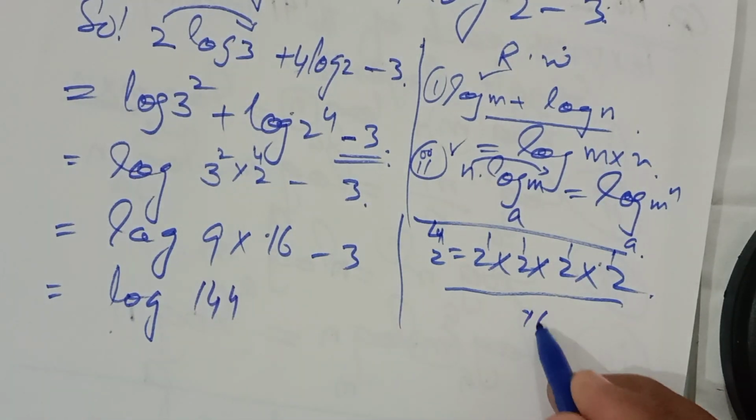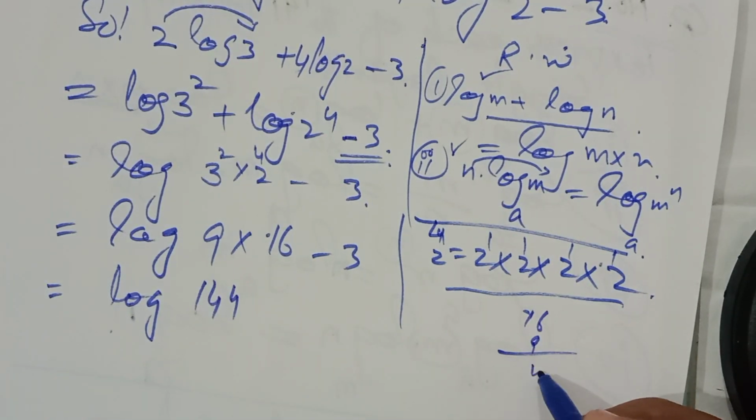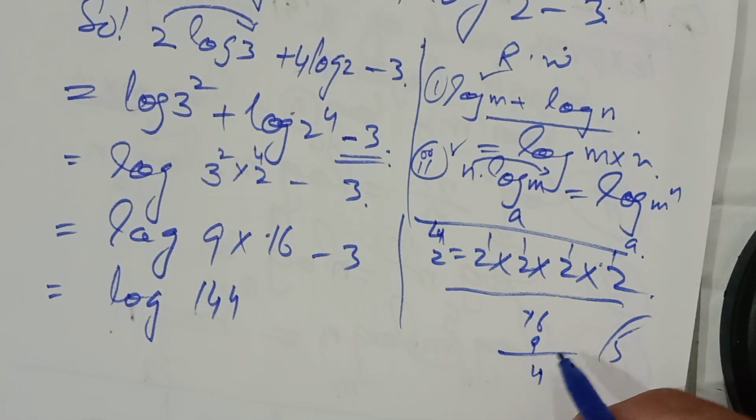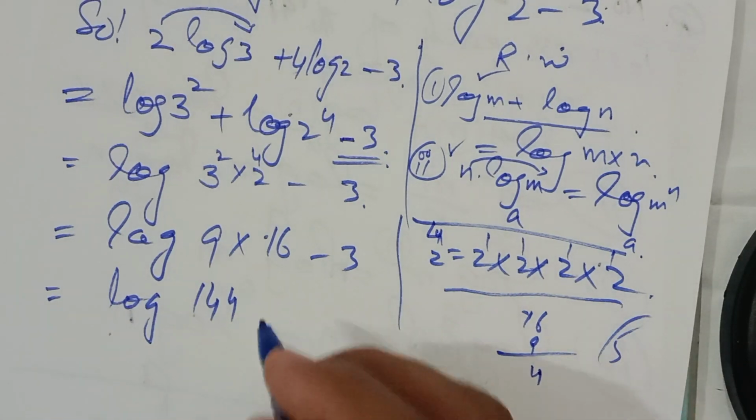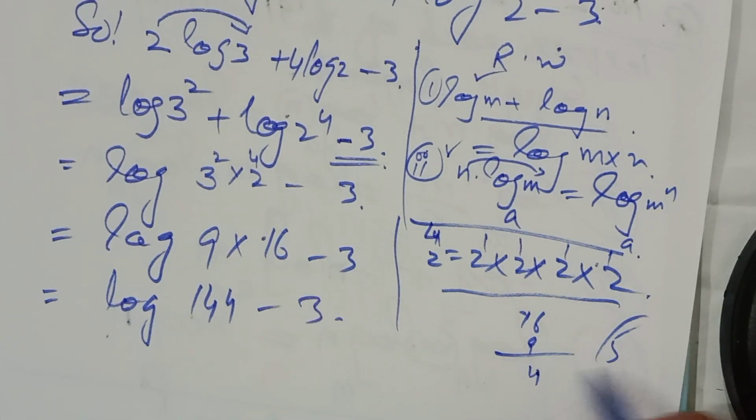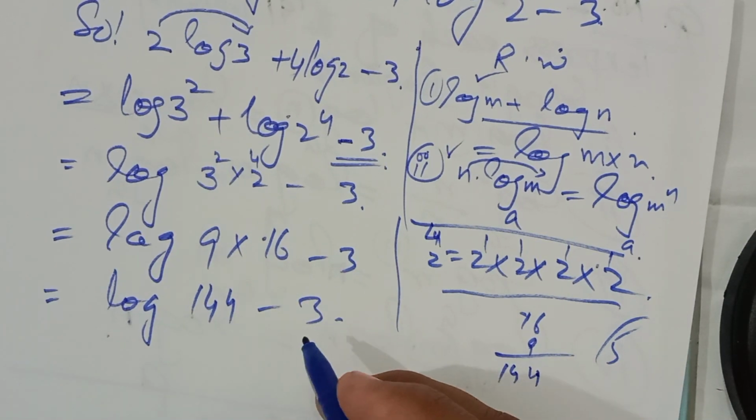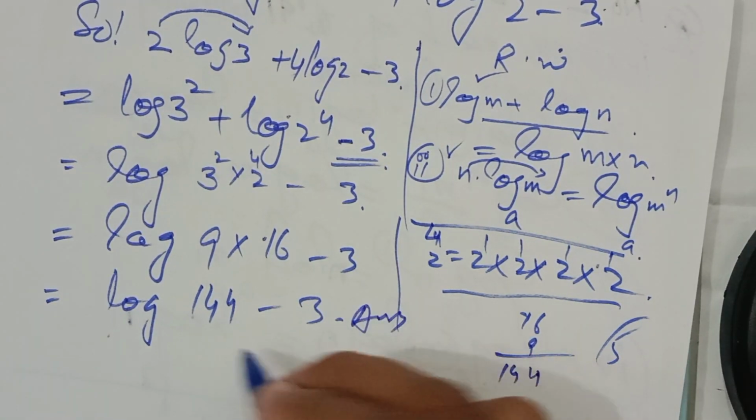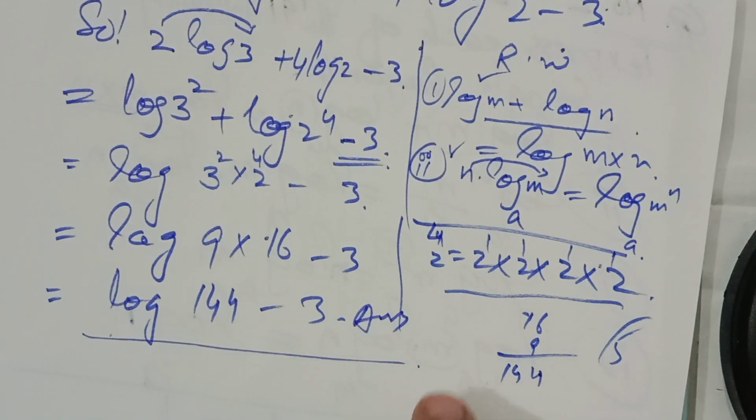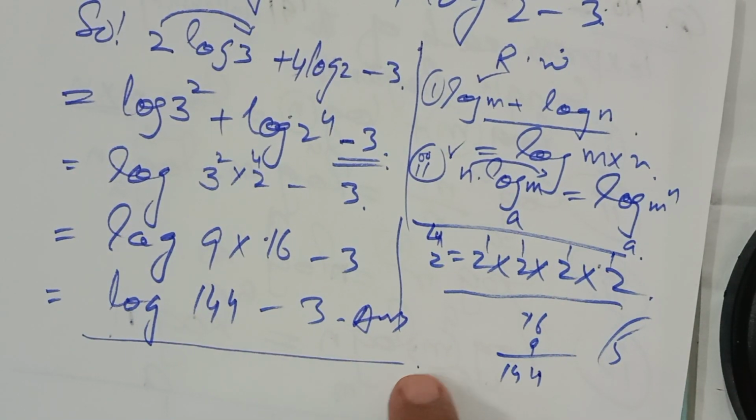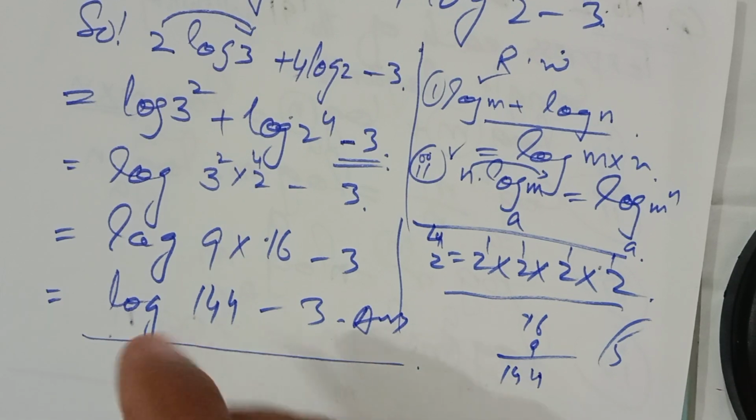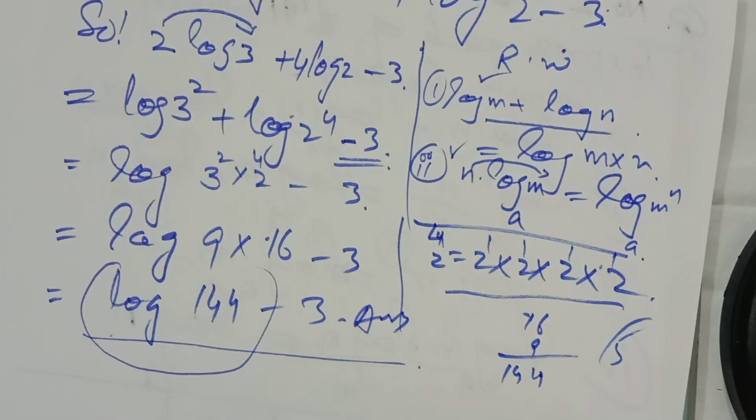144, if you multiply 16 by 9 we get 144. So we get negative 3. Okay, so we can stop at this solution, because first of all we will have to fulfill the properties of log to write it as a single logarithm. So this is the answer.